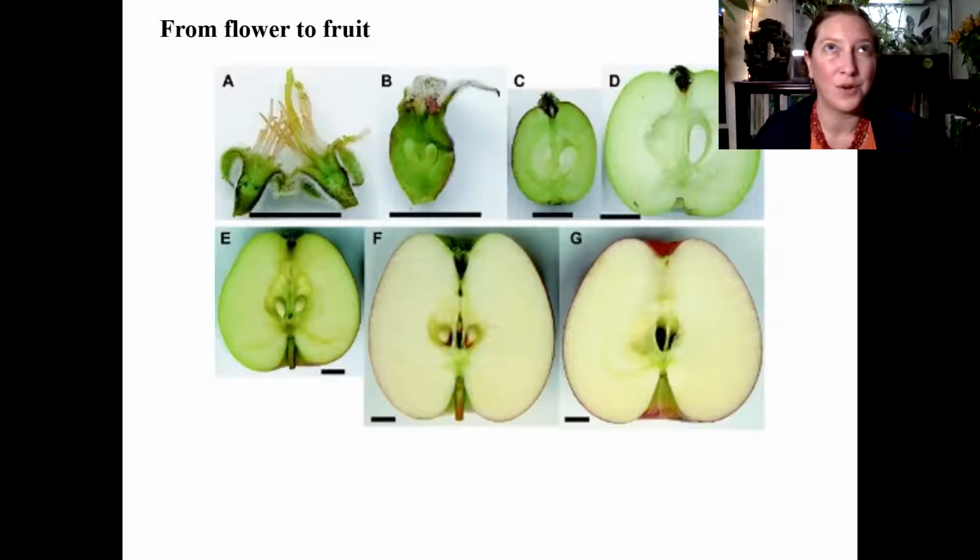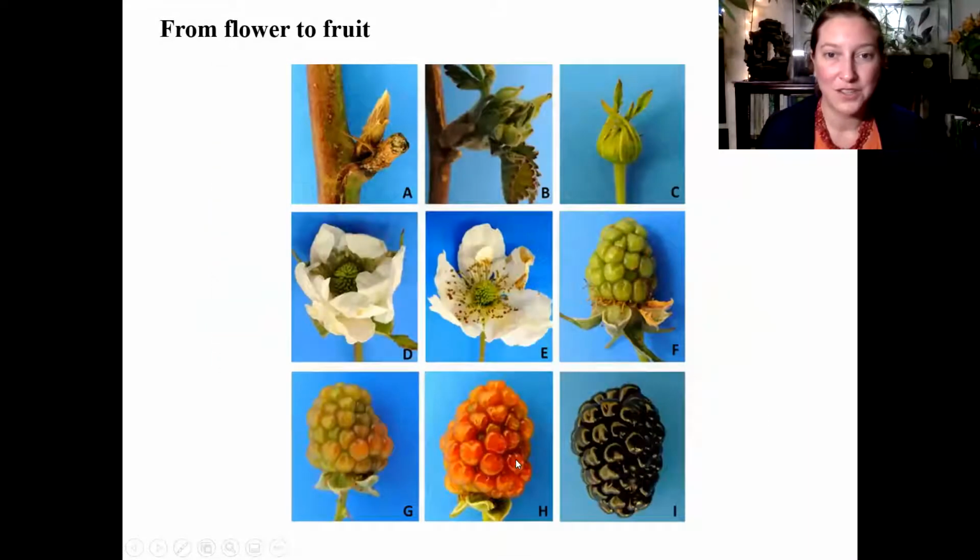What else is a vegetable? Asparagus is a vegetable. Spinach is a vegetable. Onion is a vegetable. Those don't have seeds in them. So just so you know. So this is pictures of apple fruit coming from a flower.